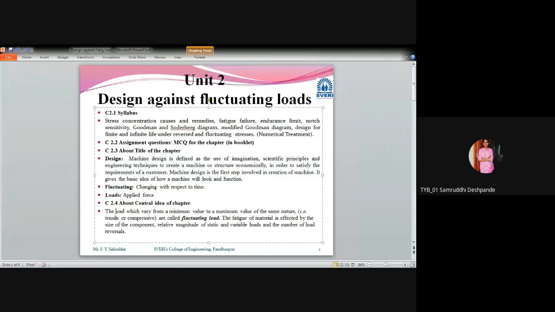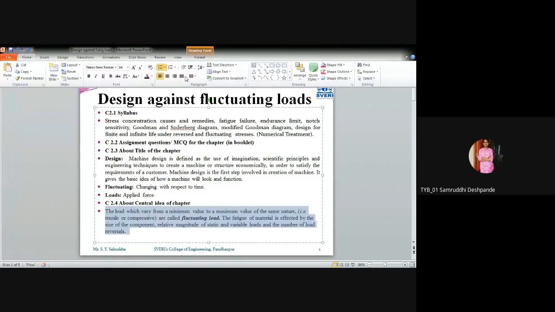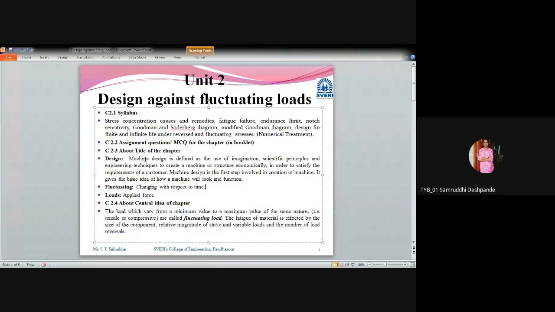We study the forces which act on a particular object stationary with respect to time. And dynamic means it is not constant with respect to time. Yeah.